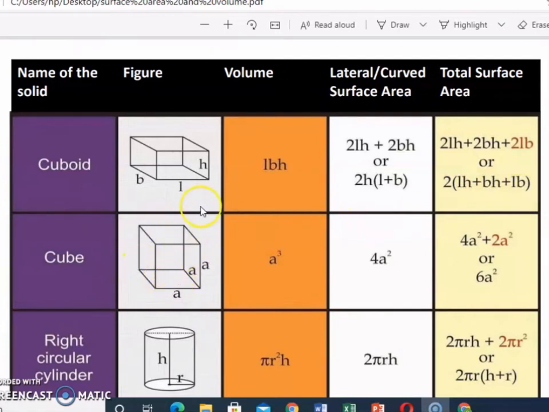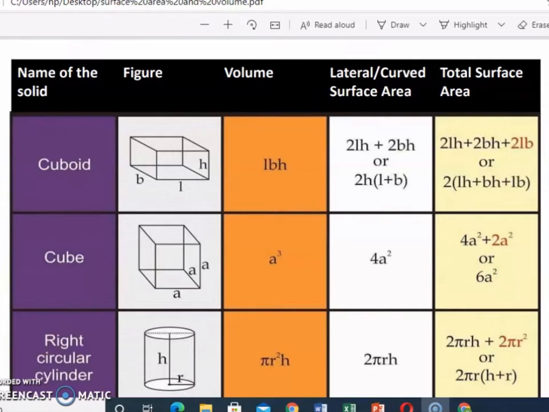In case of cube now, L into B into H all are same. So A and A, these are the length, breadth and height of a cube. So volume will be A cube. The lateral surface area will be 4A square and total surface area will be 4A square plus 2A square or 6A square.